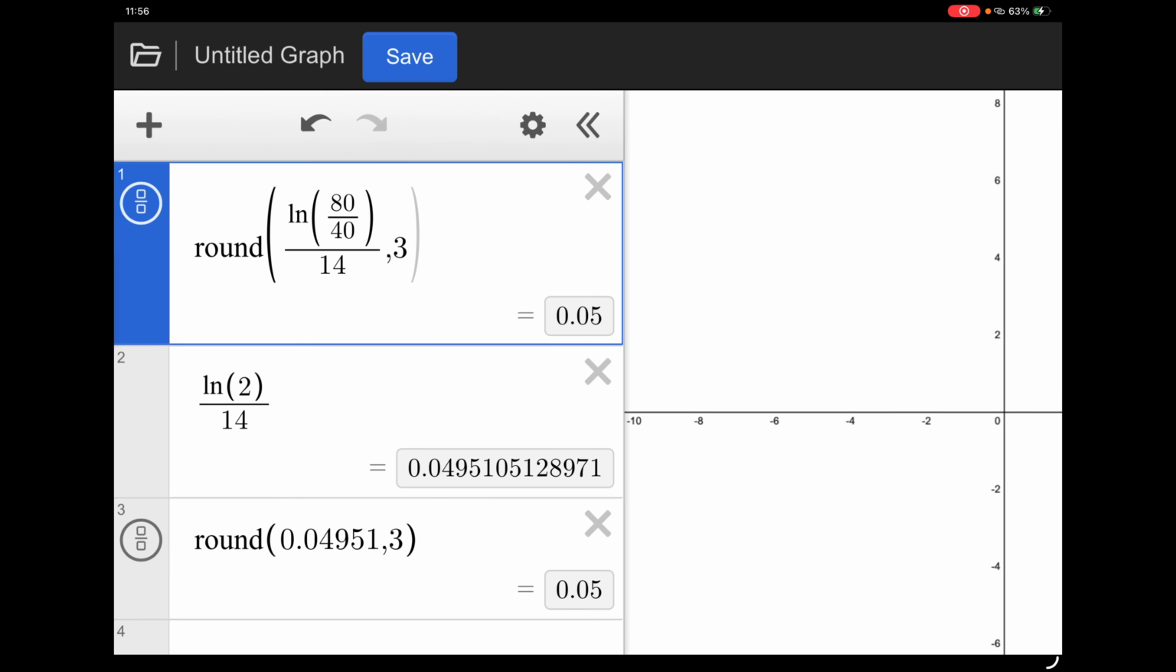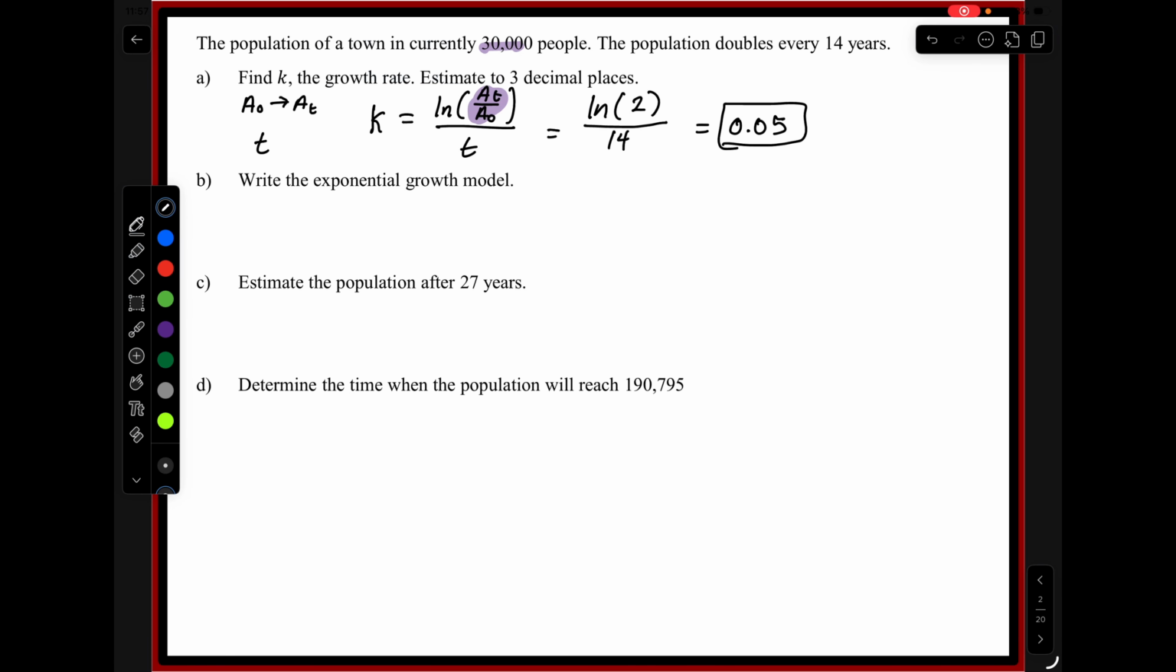Okay, so here we have our value of K, 0.05. So for part B, we're now going to use that number to write the exponential growth model using this value of K. So here we're talking about the population of a town, so we'll call it P of t. This will start off with 30,000 people, e to the power of 0.05 times t. So this is the answer to part B.